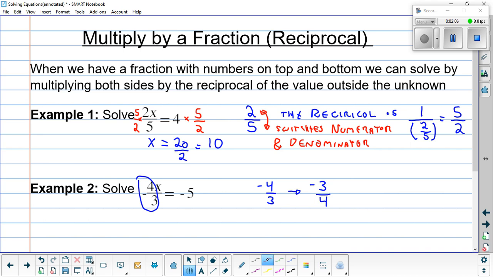So here, I'm going to times by negative 3 over 4, and times by negative 3 over 4. So I will be left with x equals, and that'll be 15 over 4.